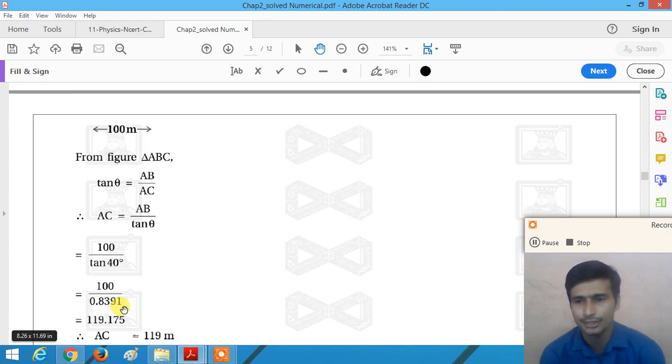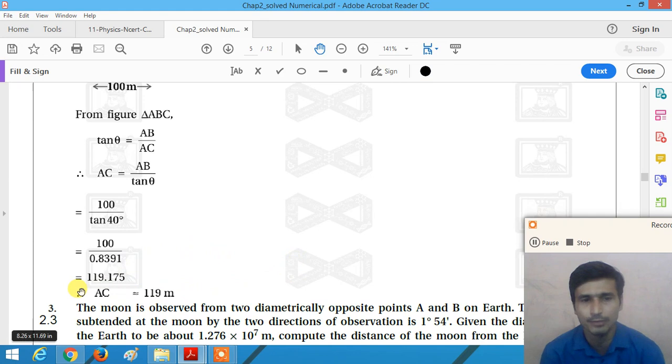From the log table, you get a table of natural tangents, and from this natural tangent table, if you find the value of tan 40, you get 0.8391. 100 divided by 0.8391, we get the answer 119.175. So the distance of the tower from its original position is about 119 meters, right?